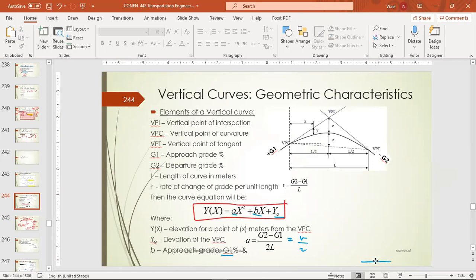Correct? Everybody get the point? Okay. I think most of you were wondering why we are using this form. We are not doing the same as horizontal curves, right? But the main reason is that the angle here is very small. So the difference between the tangent and the chord length and the vertical curve length are almost negligible.